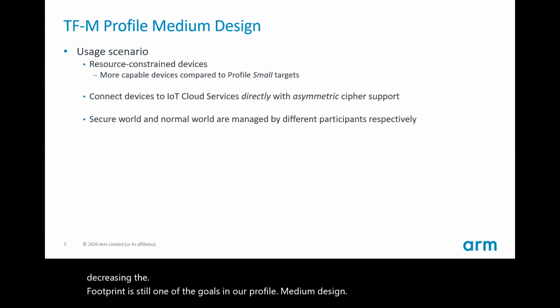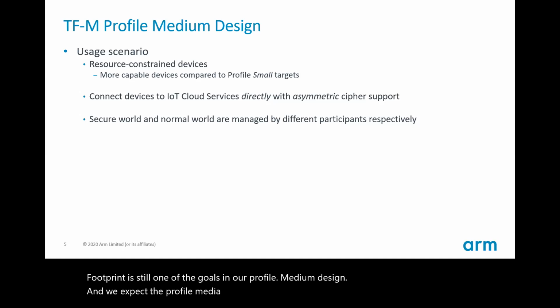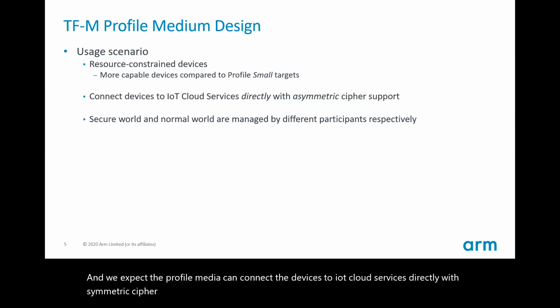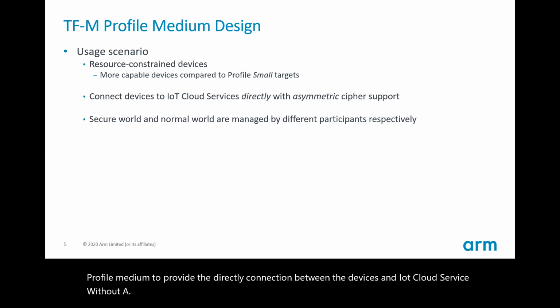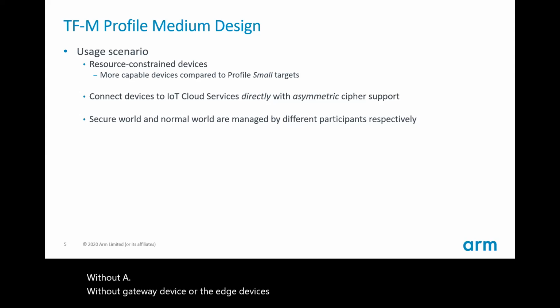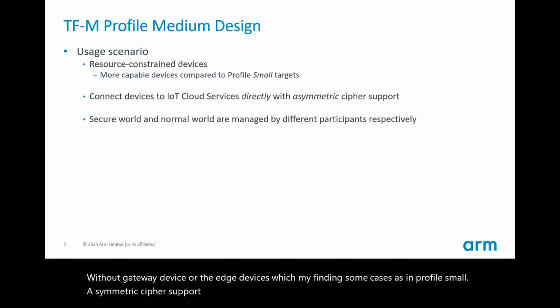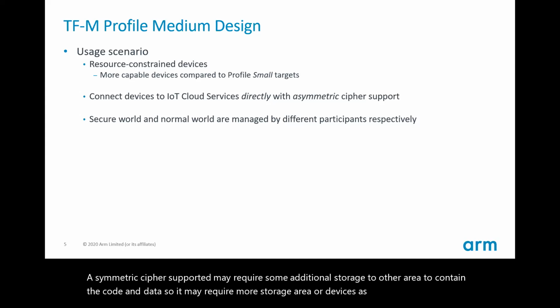And we expect profile medium can connect the devices to IoT cloud services directly with asymmetric cipher support. So we expect profile medium to provide the direct connection between the devices and the IoT cloud service without the gateway device or the edge devices, which might be required in some cases as in profile small. Asymmetric cipher support may require some additional storage area to contain the code and the data. So it may require more storage area or devices, as we just said, compared to profile small.